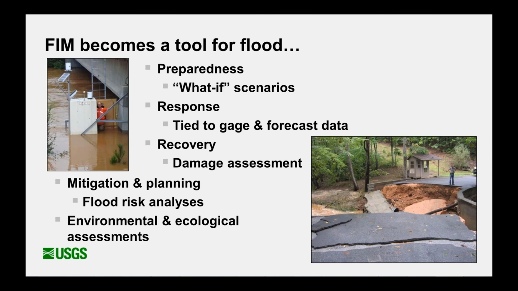These are essentially all of the places in the flood risk management life cycle where we can use the exact same map. We can use them in preparedness, planning, and what-if scenarios, everything from evacuations to what happens if this road goes out, perhaps, and the effects on services. Response: how can we use the gauge and forecast data to close roads in a timely way? Recovery: understanding our damage assessments and disaster declarations. Mitigation and planning: that's everything from risk analysis to zoning, etc.